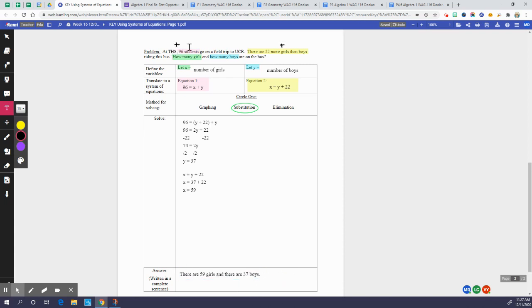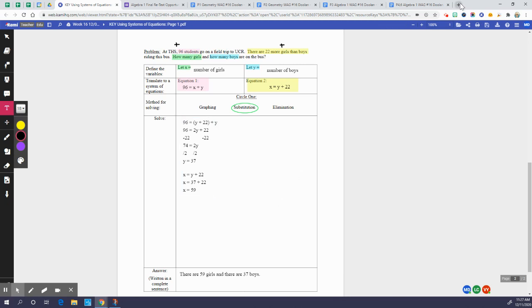Checking my work, I want to make sure this makes sense. So at THS, there's 96 students. Does it make sense if I add 59 and 37 that I get 96? Yeah, that adds to 96. Are there really 22 more girls than boys? Well, there are more girls than boys, and are there exactly 22 more? Yes, there are. Another way to check your work is to graph it.